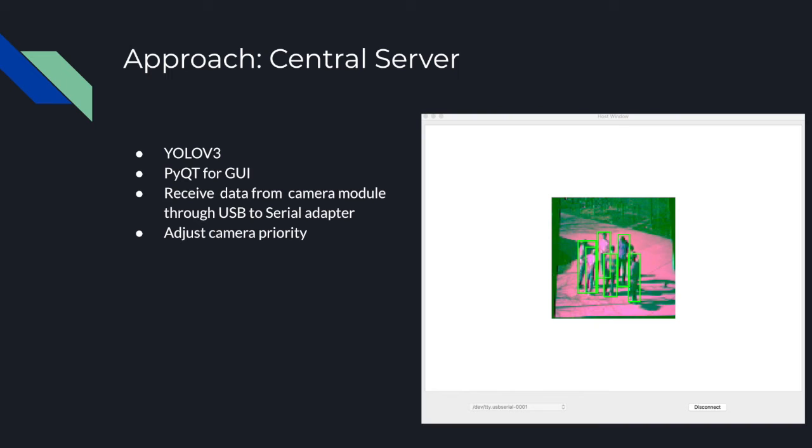The central server does provide a GUI written in PyQt, and the neural network is implemented using PyTorch with a pre-trained model. On the right is a screenshot of the GUI of the central server. You can see that the image is displayed in the center, and the detected person is bounded by the green box, which is detected using the neural network.